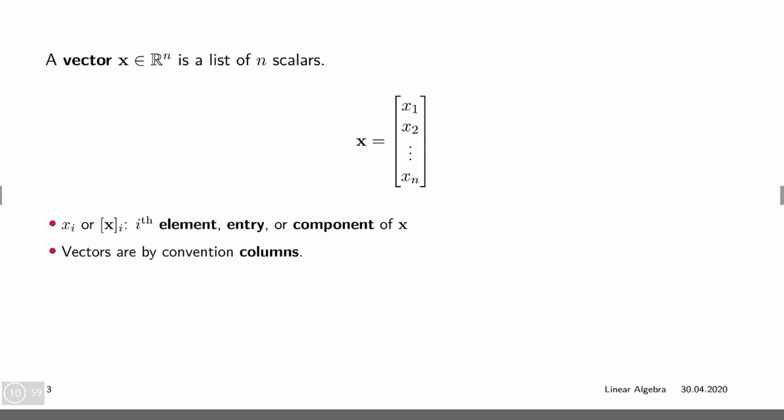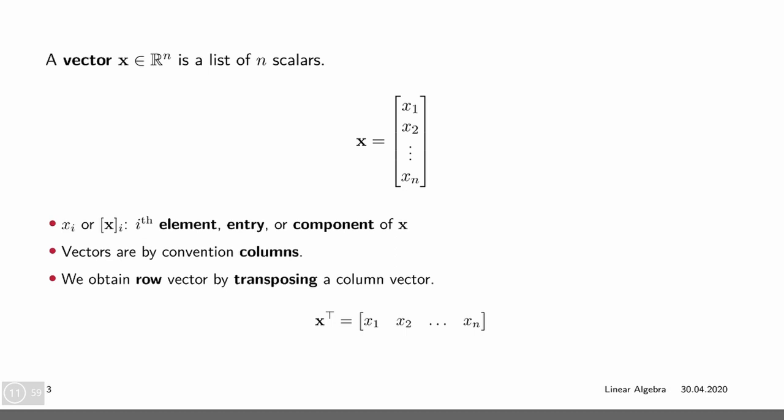Now, as I already said, vectors by convention are columns. In order to obtain a row, we would typically transpose a column vector. For example, x transpose is now a row vector.